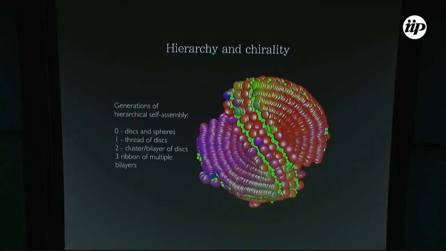So it turns out that this is a really hierarchical assembly process. It has to go through 3 steps in order to reach this structure. You have to start out with disks and spheres, and those are going to order in little pairs. The disks are going to stick to the spheres. Then the disks are going to find each other and stack into little threads. Then all of those threads have to find each other and assemble into a bilayer. And then once you have a bilayer, you get this ribbon that has multiple bilayers.